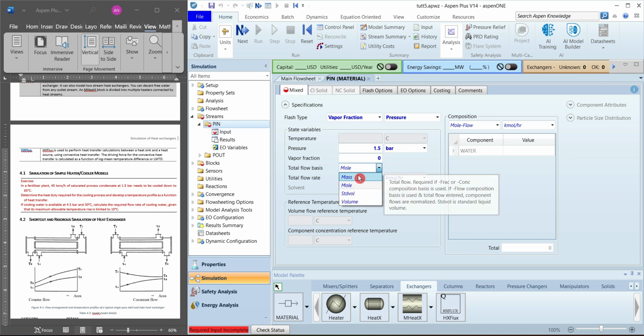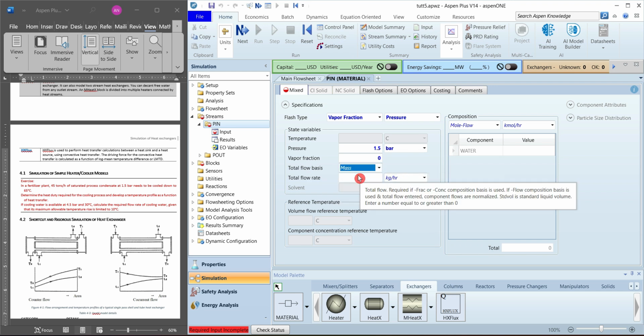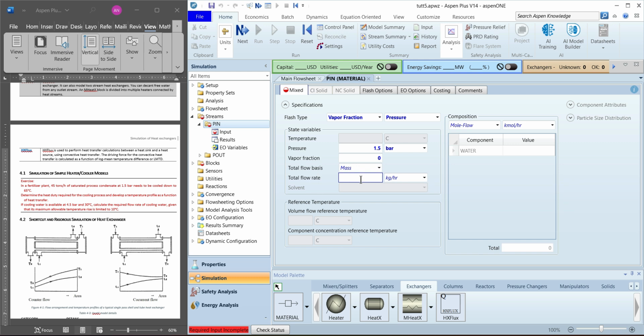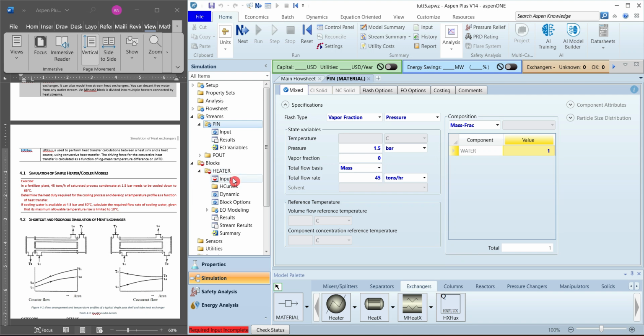So the flow rate is 45 tons per hour. Let's choose the mass flow rate, 45 tons per hour. And for the composition, let's pick any fraction, mass or mole or volume, whatever you use. It's a pure component, and we need to pick 1. So that's a pure component. We are done with the input specification of the inlet stream, then we have to move to the block. Let's see what we can define in the block. So navigate to the heater input page.